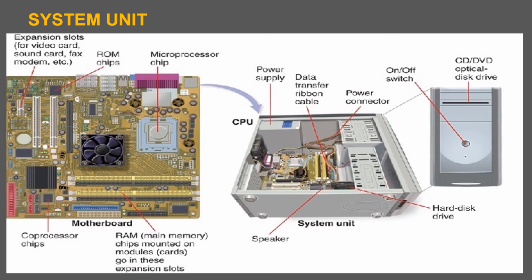Just like we have our human brain, the CPU is like the brain of the computer. First of all, you can see here we have our motherboard. The motherboard is a very important component of the personal computer because it's just like the heart of the computer, like our human heart.